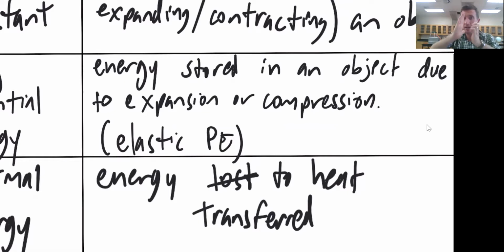So if I push down on a spring and then release it, it pops back out. I'm storing the energy in the spring. If I pull it apart and then release it and it snaps back, that's expansion storing some energy. And this can also be called elastic potential energy because it's due to the elastic nature of an object.